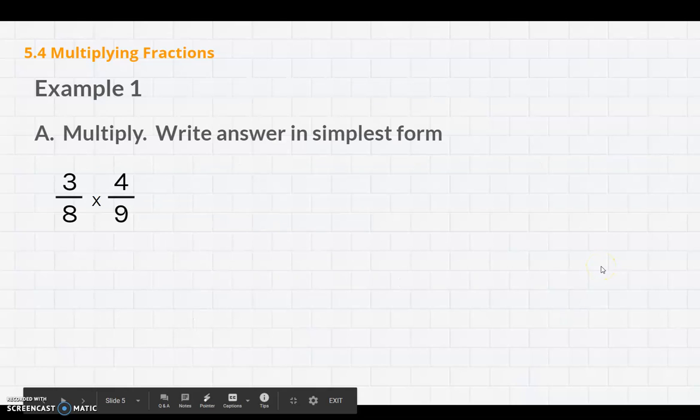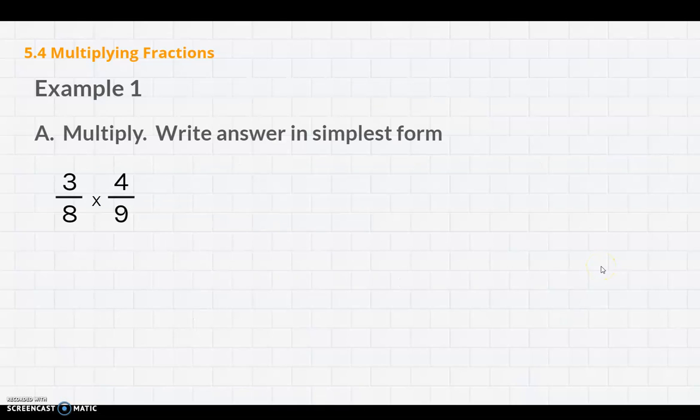So here's my first example. We are going to multiply 3/8 times 4/9 and write our answer in simplest form. Now step number 1 said that we need to make sure we change any mixed numbers to improper fractions. I don't see any mixed numbers here, so we'll move on to step 2, which says cross-reduce if possible. Now, here's what cross-reducing means. If we look at 3/8, we notice that fraction is completely simplified. And 4/9, that fraction is also completely simplified.